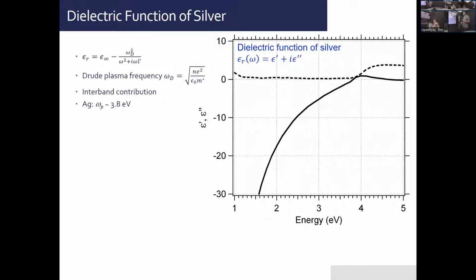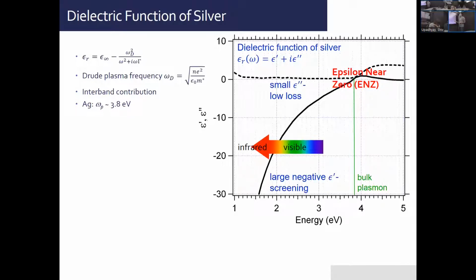To study the bulk plasmon response, we need to first study the dielectric function of silver. This is the real part of the dielectric function, and when it is near 0, it defines a region called the epsilon near zero region. This region defines the bulk plasma frequency. If the photon energy is below this bulk plasma frequency, the silver has a very effective screening and low loss in its optical properties. This will result in the perfect reflection of the light, which is why we are using silver mirrors.